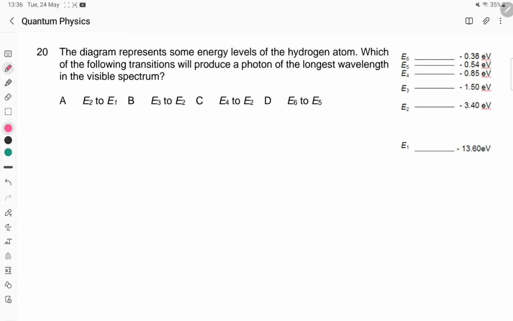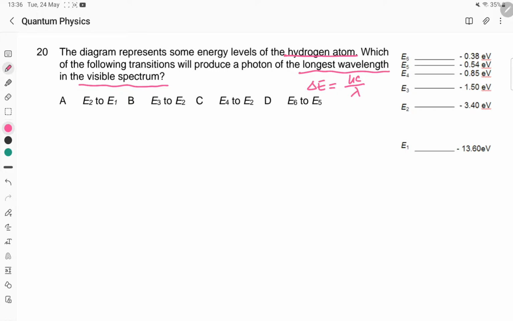For question 20, we see some energy levels of the hydrogen atom. Which transition produces a photon of the largest wavelength in the visible spectrum? So largest wavelength means what? It must be the smallest energy, since delta E equals hc over lambda.